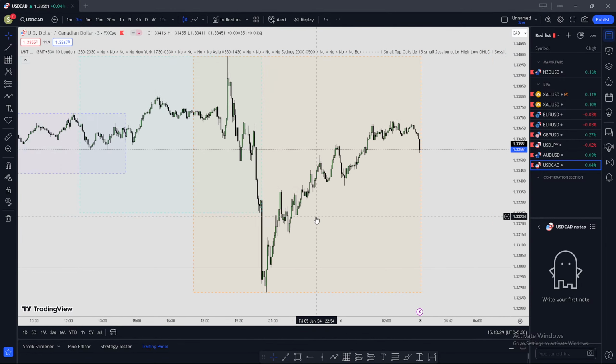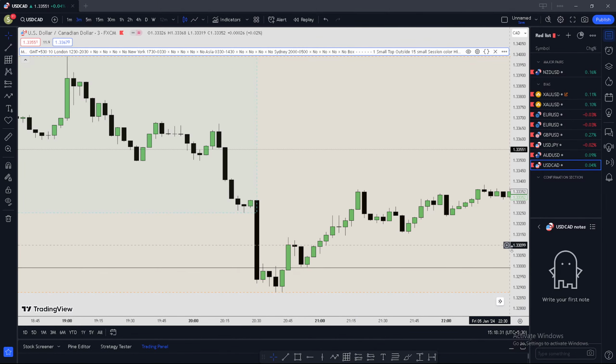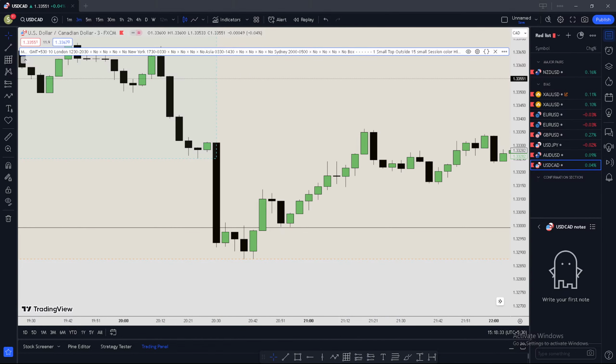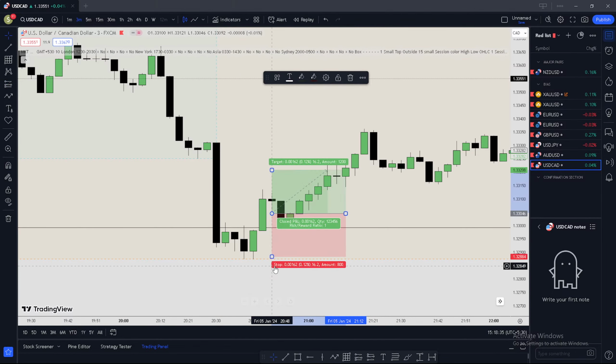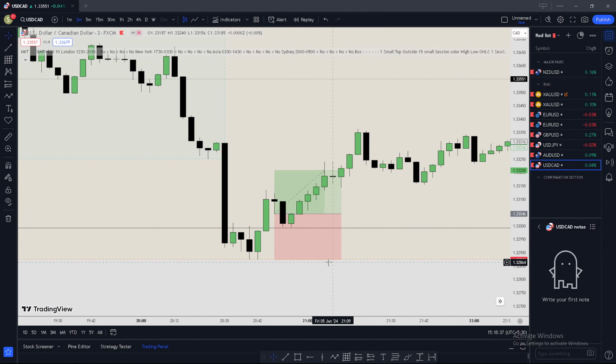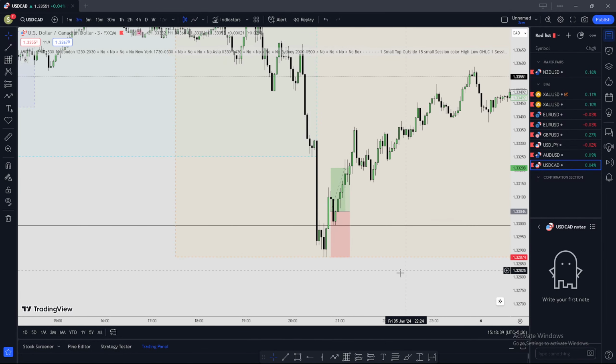Let's see on 3 months. This would have been a good trade.